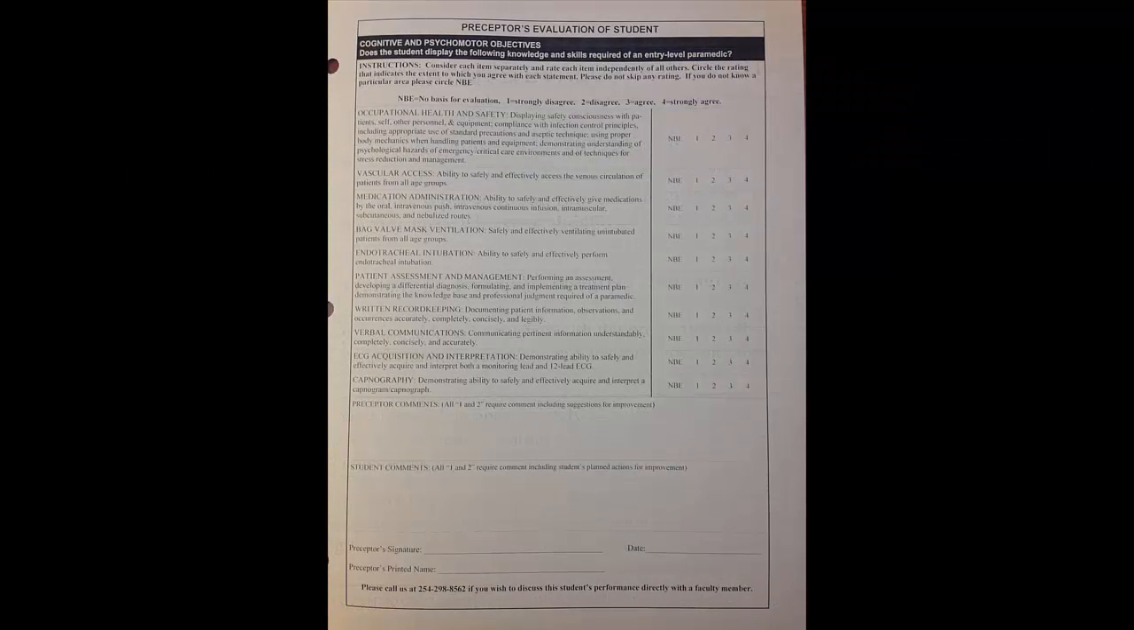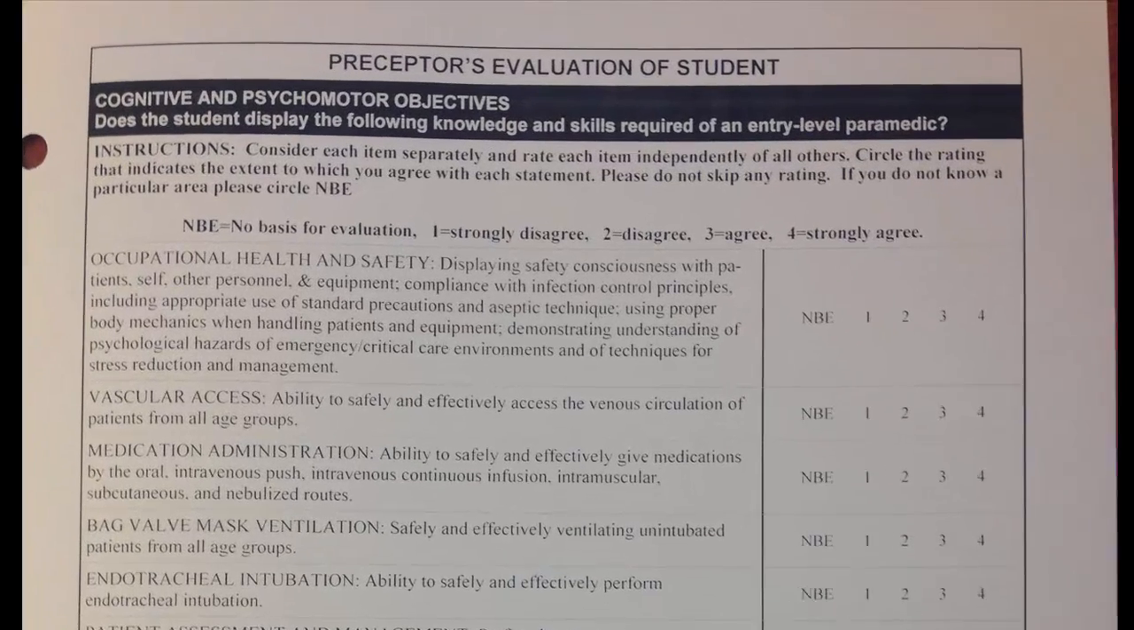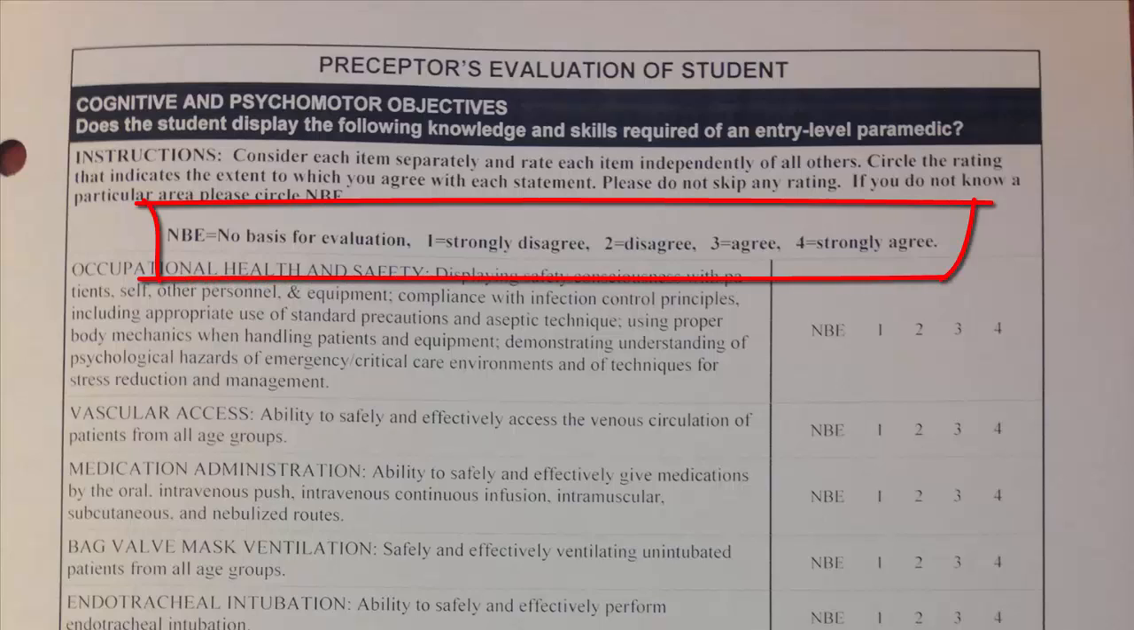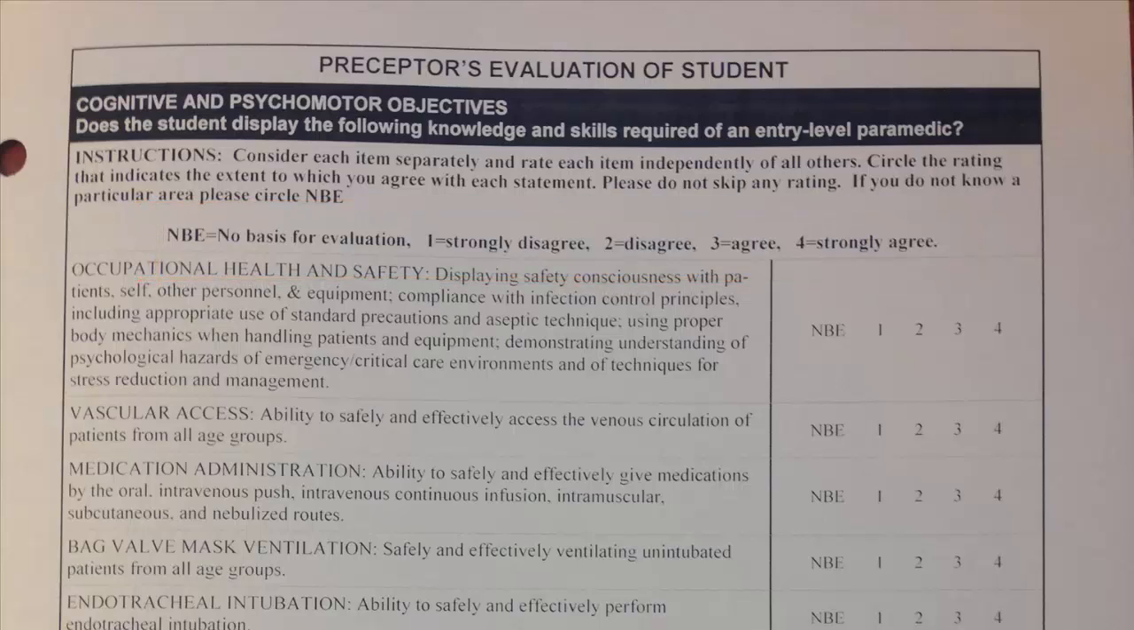The second evaluation page asks you to evaluate specific cognitive and psychomotor tasks. These tasks will be dependent on level, EMT versus advanced EMT versus a paramedic student. The scoring scale is the same, a 1 to 4 scale with the option for no basis for evaluation. We ask that you take a similar approach to scoring these items and factually document any concerns.